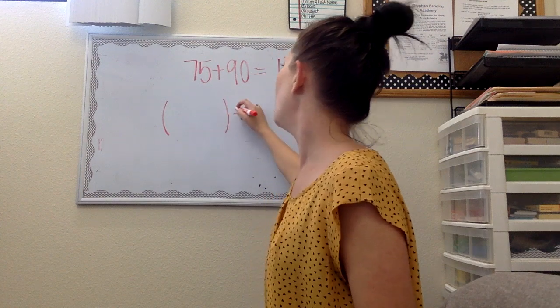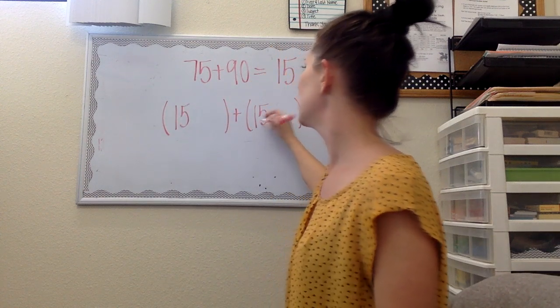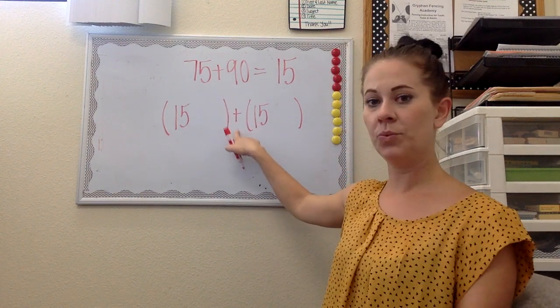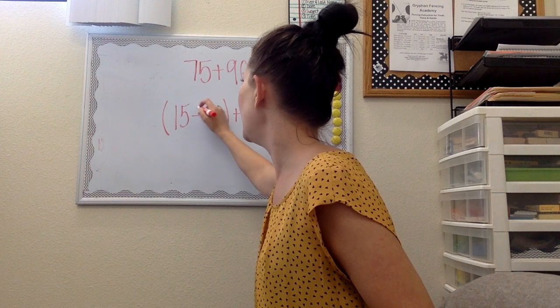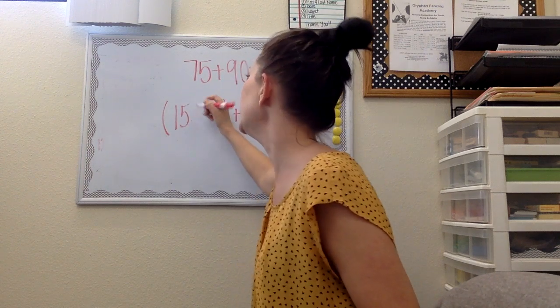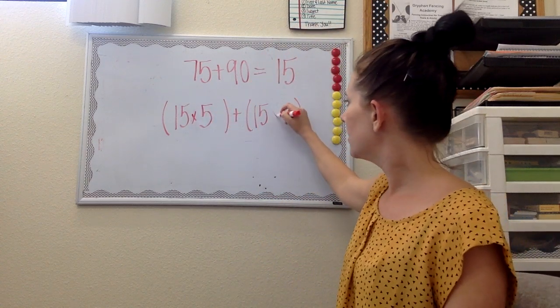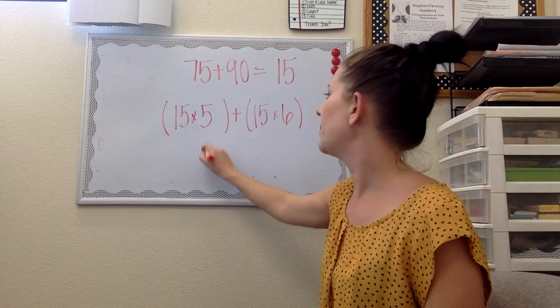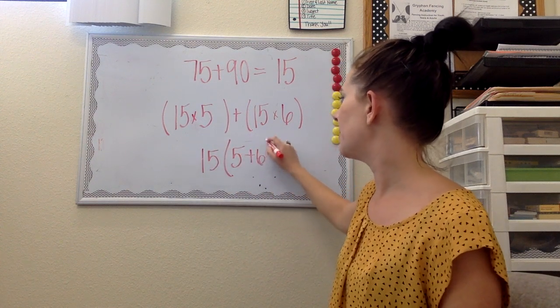So I know I get to put 15 at the beginning of both of these. I kept my plus sign. That's really, really important. So what times 15 is 75? Sorry, 5. And what times 15 is 90? 6. So I can put my 15 in front, and I can put my 5 plus 6 in the middle.